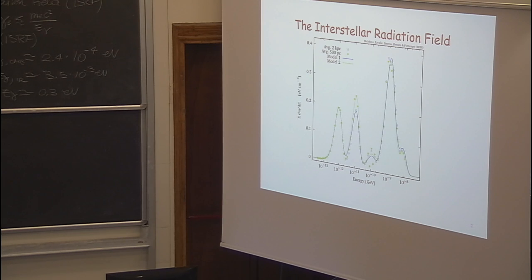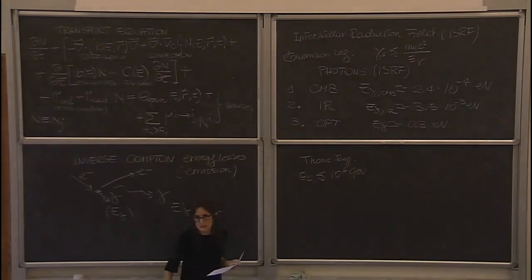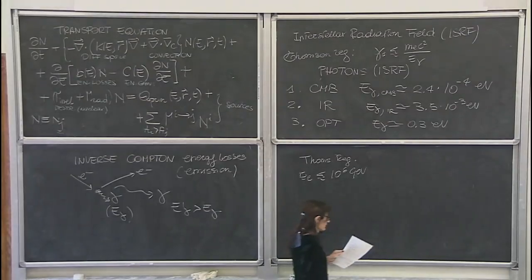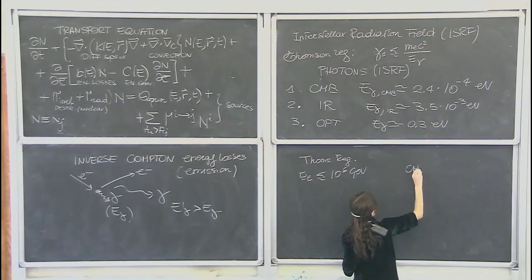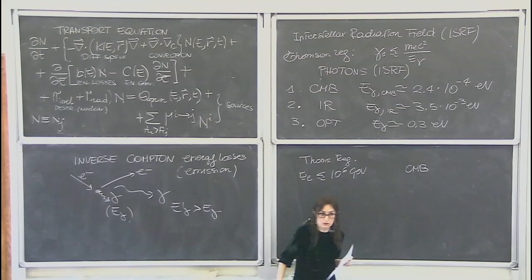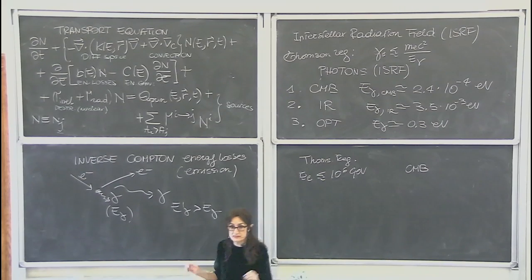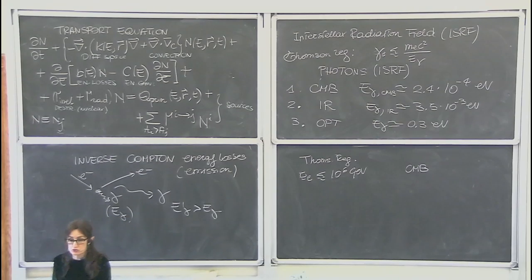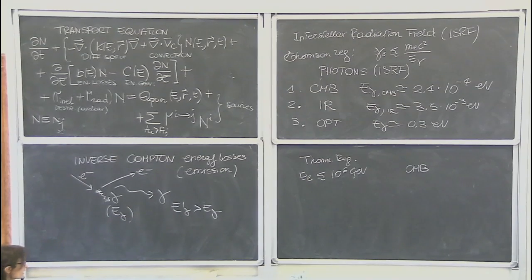This is valid for electrons that are lower in energy than very high energy, let's say. This is the PeV, okay? Only if the scattering, the inverse Compton scattering, is on CMB. So what I'm saying is that if you have electrons with energies smaller than the PeV, and you are treating a place of the universe in which you only have CMB, you can safely use the Thomson approximation.